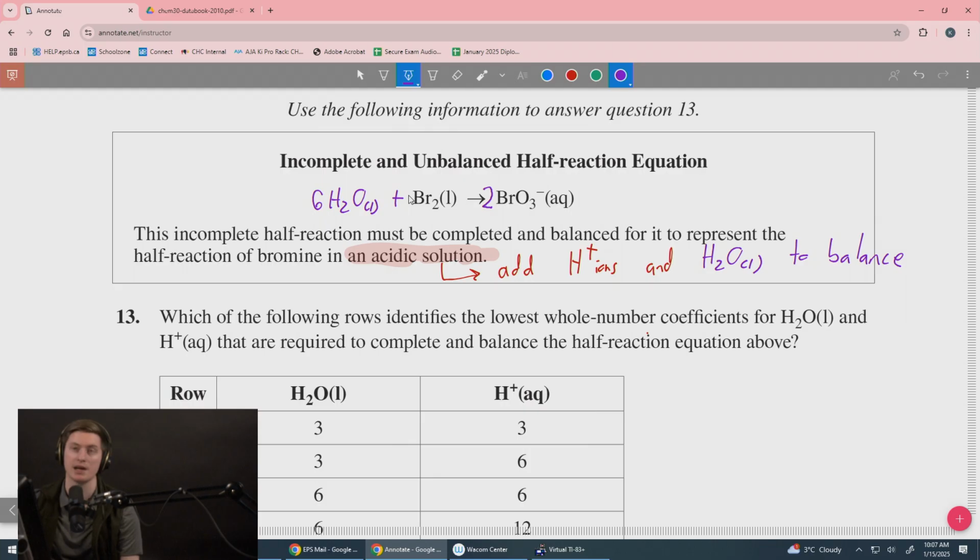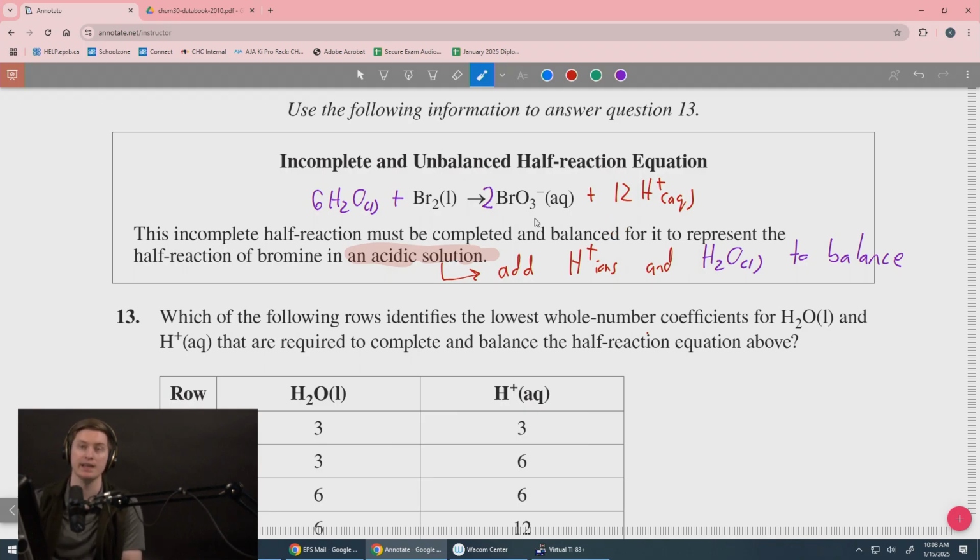Now I'm going to balance hydrogen ions. I'm going to add hydrogen ions to balance hydrogens. I've got 6 water molecules on my reactant side. 6 times 2 is 12 hydrogen ions. So I'll put 12 hydrogen ions on my product side. So now all of my elements are balanced. 2 bromines, 6 oxygens, 12 hydrogens.